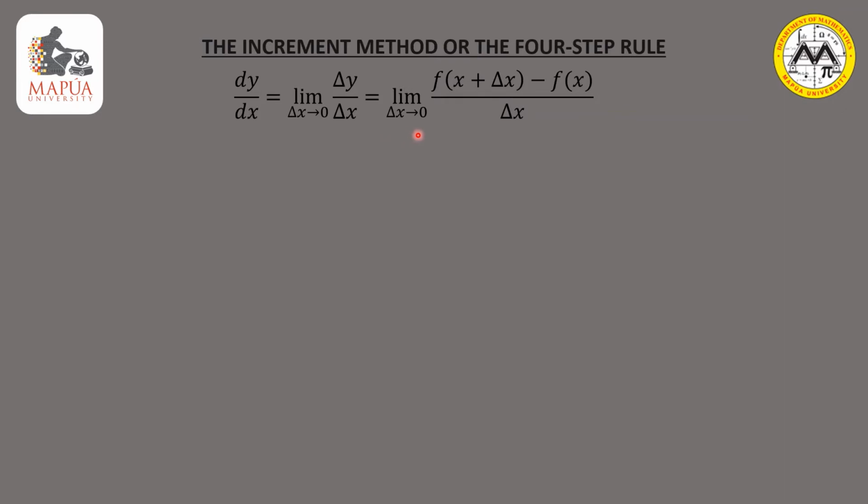In this definition of the derivative of y with respect to x, we have a ratio of the increments in y and in x. In the process of working out the derivative of y with respect to x on the basis of this definition, we will be required to do the following. First is to define f of x plus delta x, and then work on the difference before we divide that difference by delta x, and finally determine the limit as delta x approaches 0.